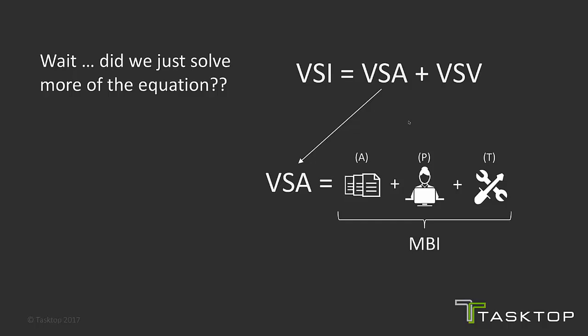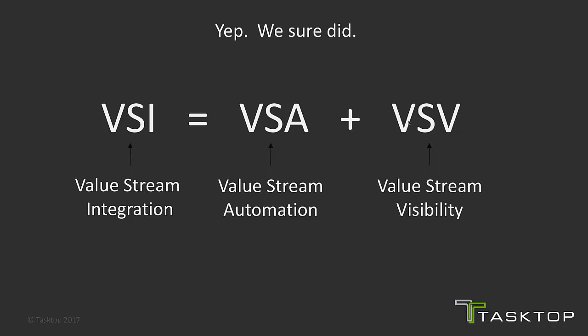So yeah, now I guess we have to go back to math after all that fun getting visual with value streams. But we did just solve more of the equation. And that equation, I wonder if I were in a room live with y'all, I wonder if y'all could tell me without me telling you. VSI equals VSA plus VSV. What does it stand for? Well, value stream integration equals value stream automation plus value stream visibility. Once you have both of those, you will have success in your ability to develop and expand your value stream integrations.